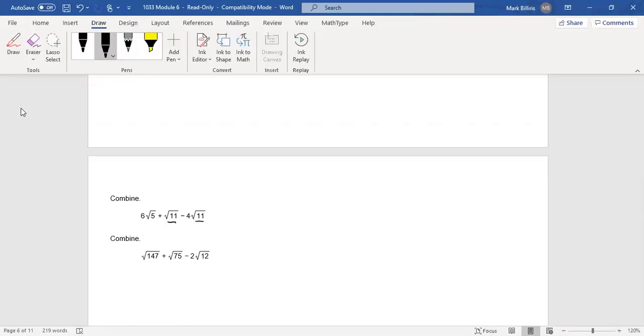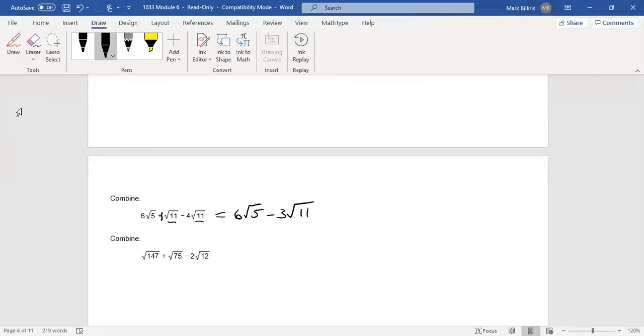So keep in mind again, when we have the square root of 11, that's really 1 square root of 11. So when we're combining like terms, we only have one term that has the square root of 5. So that's 6 square roots of 5. And then we have 1 square root of 11 minus 4 square roots of 11. So 1 minus 4 is minus 3, and the square root of 11 stays as it is.